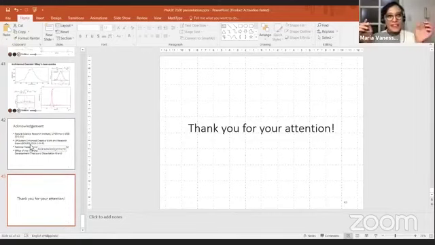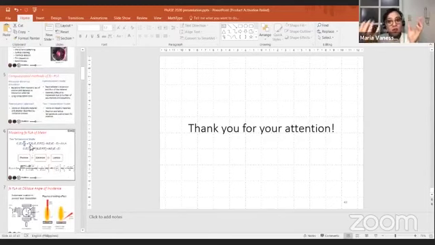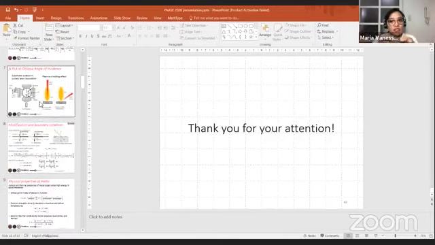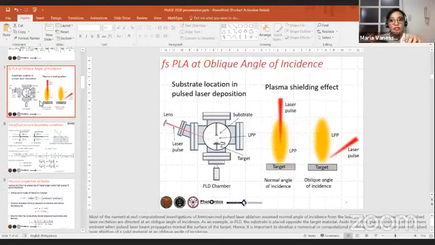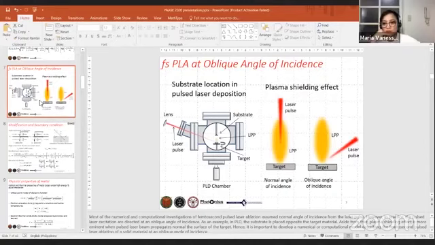I have a question about the angle of incidence of the laser. Does this affect the surface quality of the deposited material on your substrate? When we're talking about the angle of incidence dependence on PLD, we did not do a systematic investigation on that.